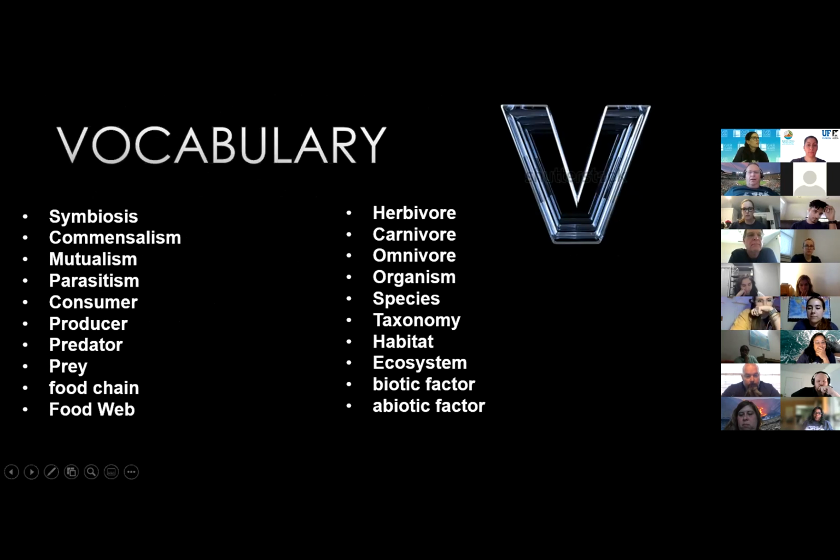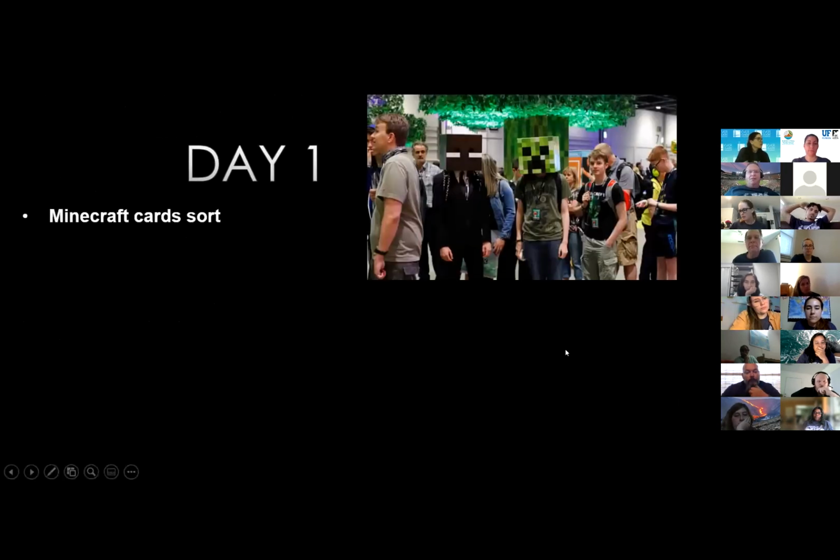So you can see my vocabulary, many of things I'm sure you've heard about: food web, food chain, habitat, abiotic and biotic factors. A lot of that will be talked about down in Marine Lab. So day one, this is a 3-day lesson. This is where the Minecraft sort comes in. Told you a little bit about that. They're going to sort the cards according to however they want to sort them.